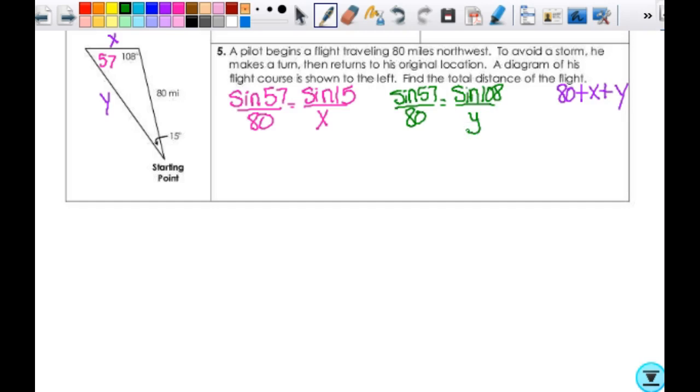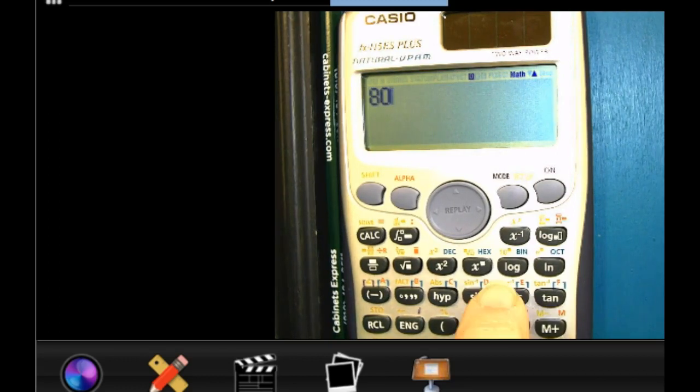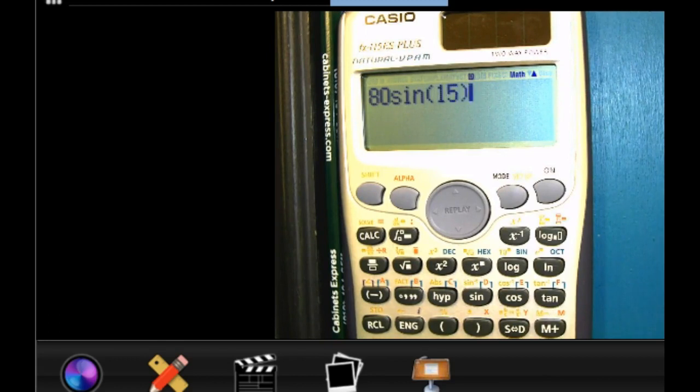I want to make sure that we know how to store numbers, because I'm not sure how much we've stored numbers in here, and that's throwing some people off a little bit. So let's find x together. For x, I'm going to take 80 times the sine of 15, and then divide it by the sine of 57. Do y'all agree with me on that?